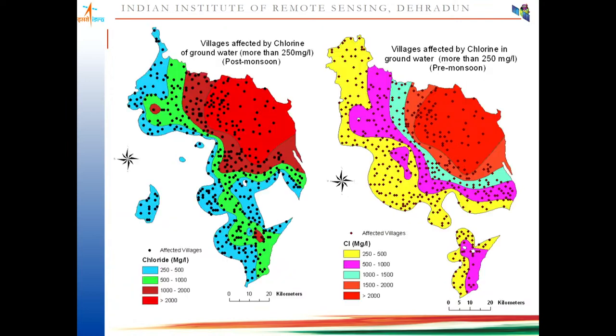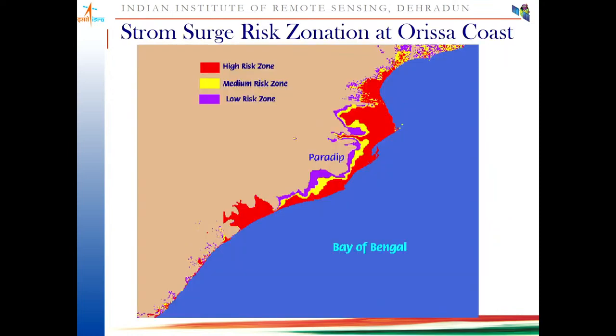After that, we tried to put the village locations over the contours in this region which are more than 250 mg per liter, both pre- and post-monsoon. These are all the affected villages, with the dotted lines showing post-monsoon and pre-monsoon. We know the population of each village, so we tried to find out how much population is affected by more than 250 mg per liter chlorinity in the pre-monsoon, and how much post-monsoon. Those calculations are available.